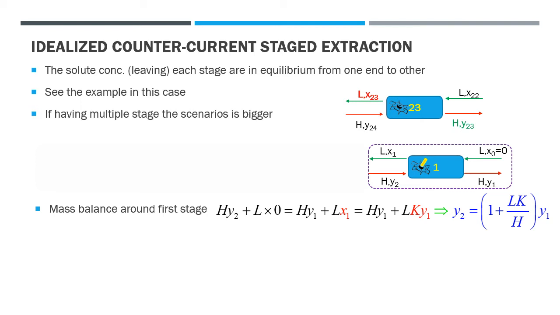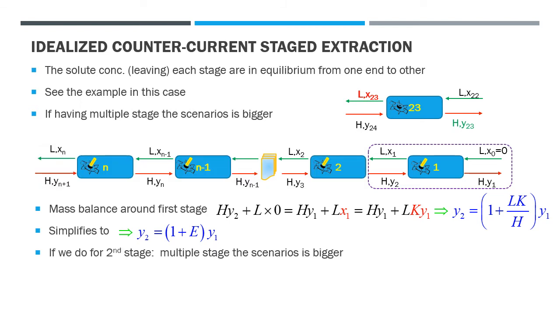So just rearranging the equation, we can also write y2 equal to 1 plus lk by h into y1. So it simplifies to y2 equal to 1 plus e into y1. So the concentration of the heavy phase out of stage 2 is related to stage 1. This process we can also do for a bigger scenario.